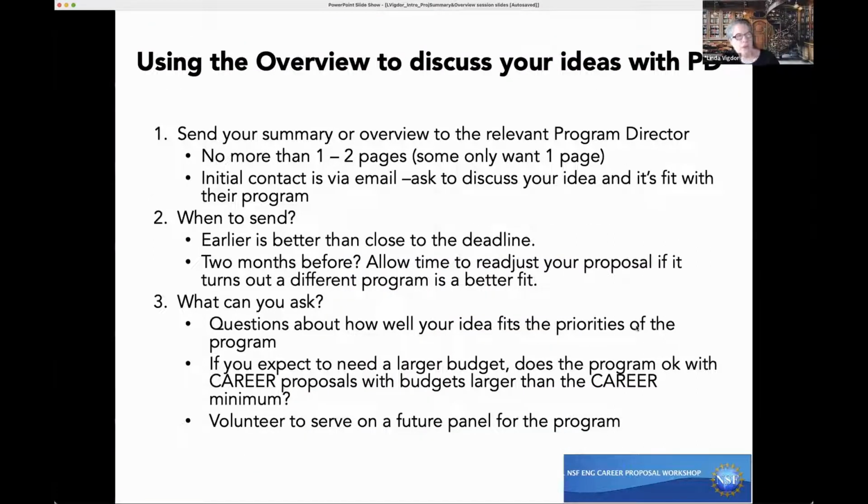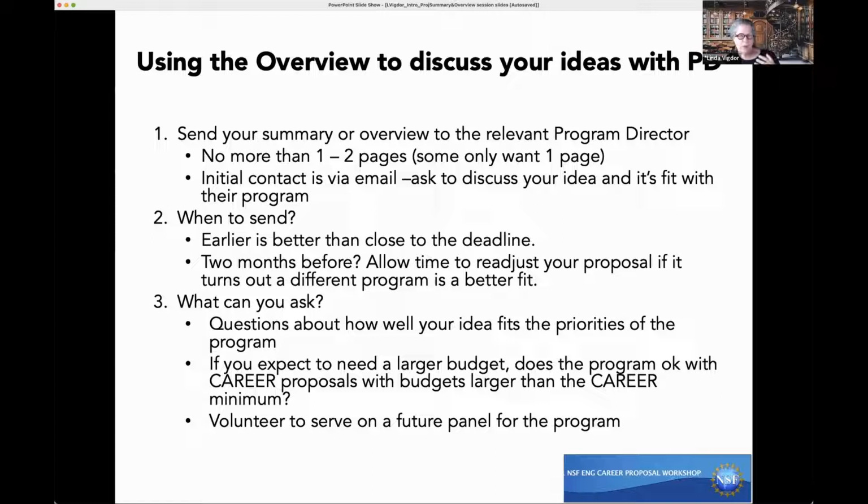So you can use the overview or the project summary to discuss your ideas with program directors. So you would send one of these documents to the program director, no more than 1 to 2 pages. And your initial contact would be via email and ask to discuss your idea and its fit with the program. So when should you send this? Earlier is better than later.